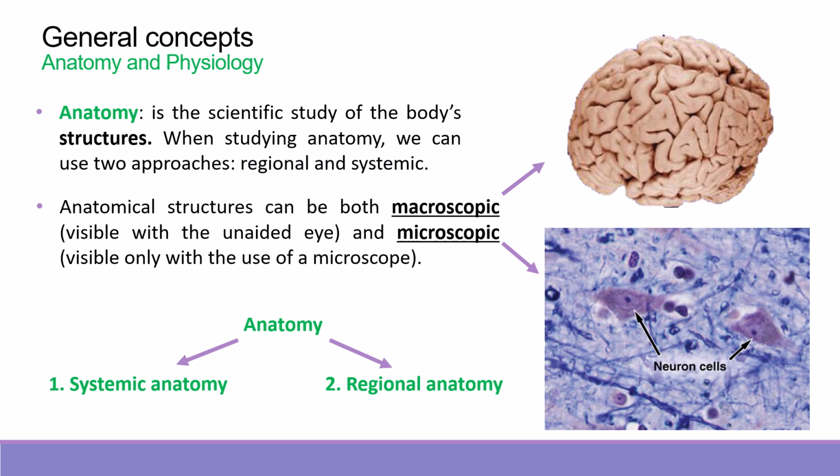Let's start with anatomy. The basic concept of anatomy is that anatomy is the scientific study of human parts, or to be more specific, structures. So anatomy is all about studying and describing structures. Anatomy itself does not explain how the organs work, right?